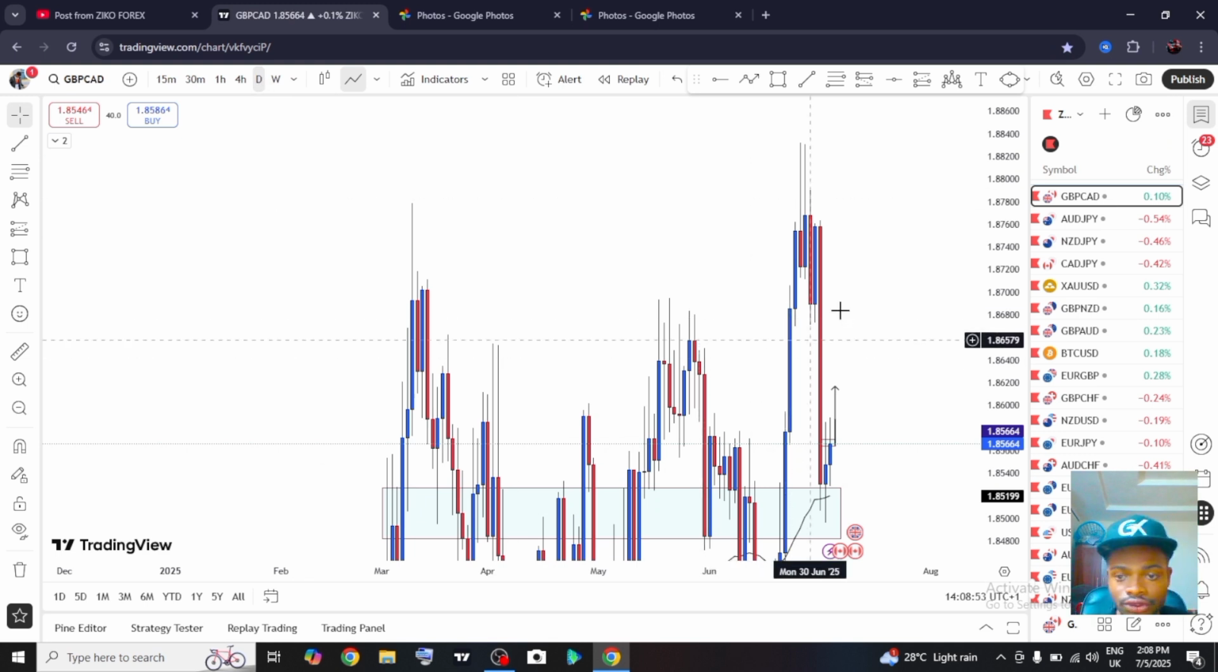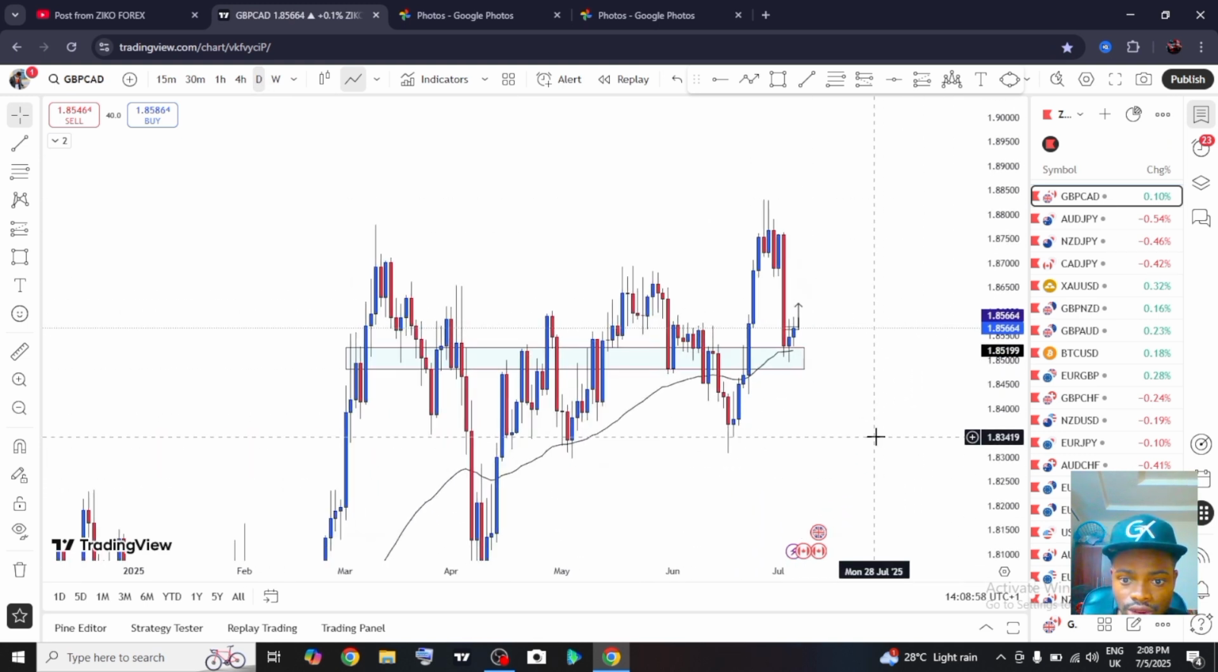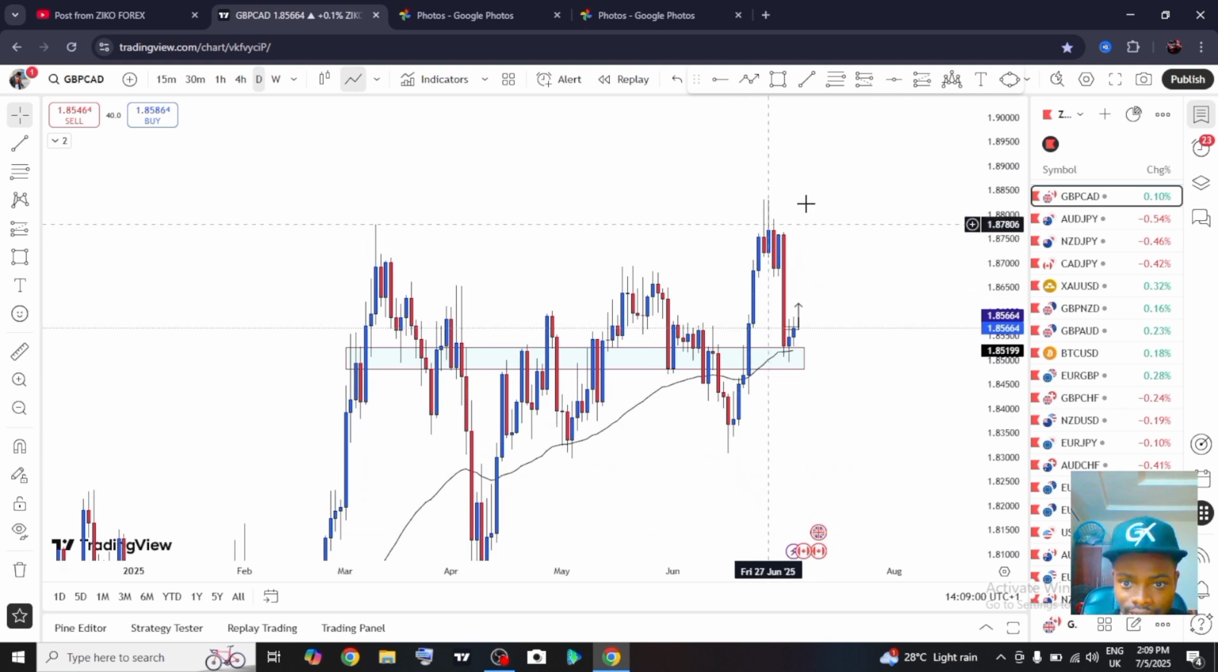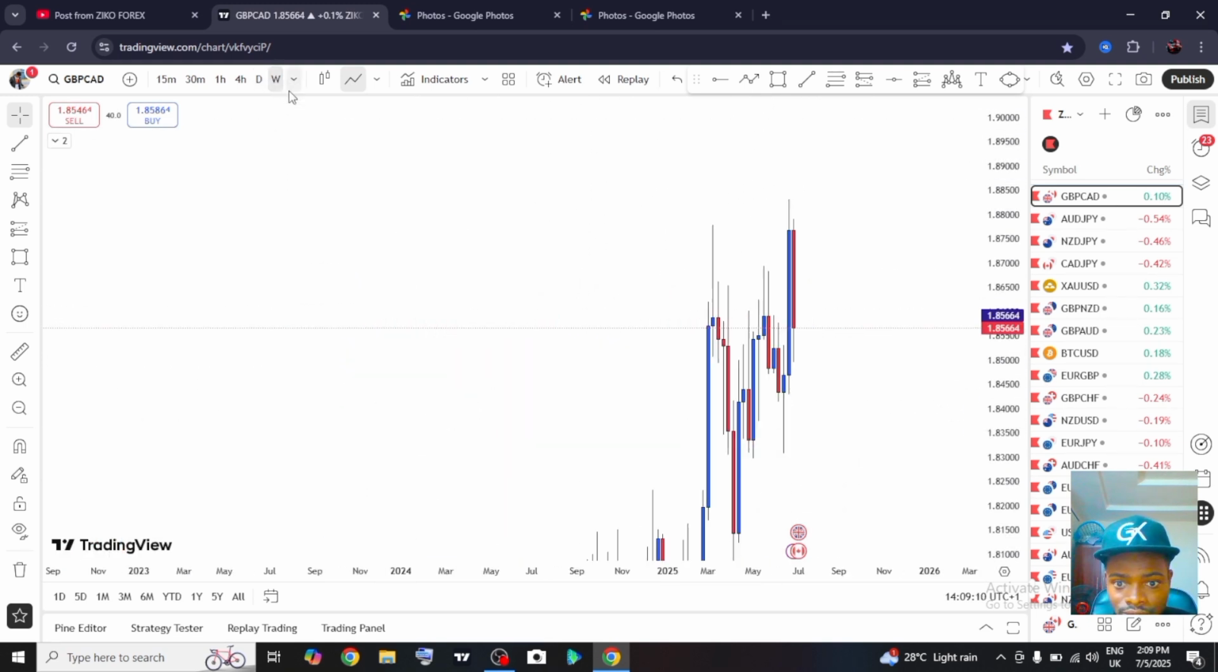Right, so first pair for the week, GBP CAD. The daily time frame is bullish. This is the low, this is the higher high. Right, we have this retracement back to area of interest. It's not really clean on the daily time frame. The area of interest is not that clean on the daily time frame. The weekly time frame is also bullish. It has a break and it's retesting this structure points on the weekly time frame.